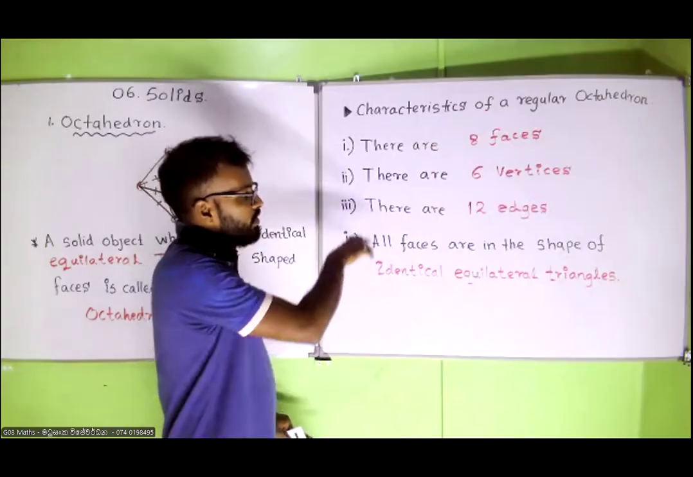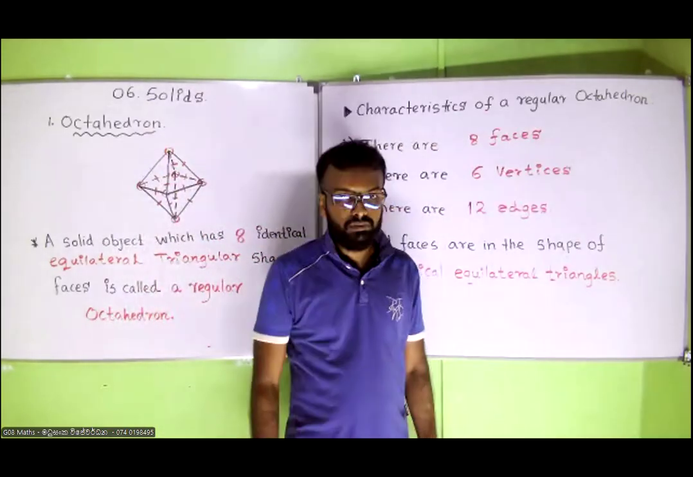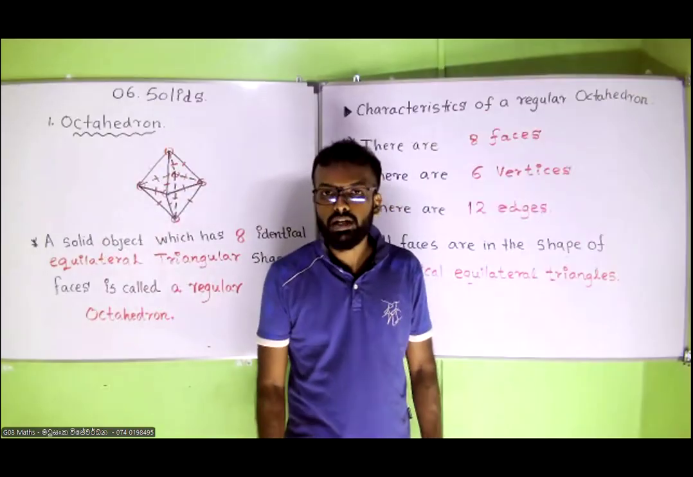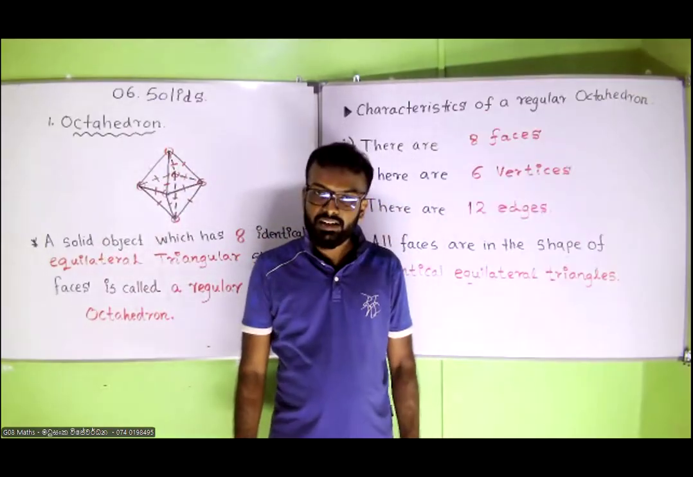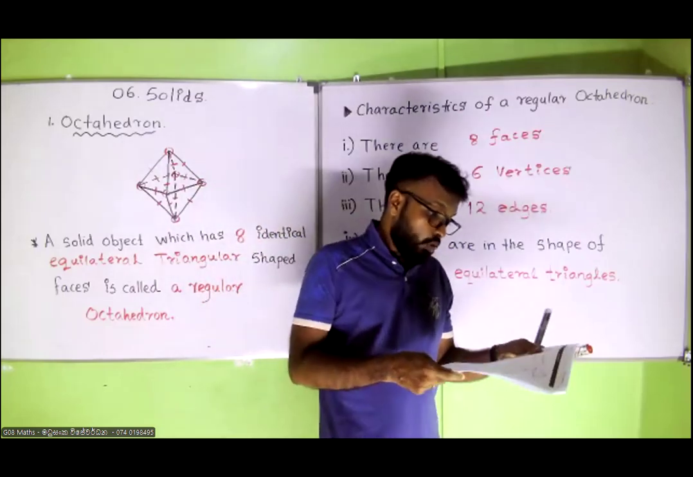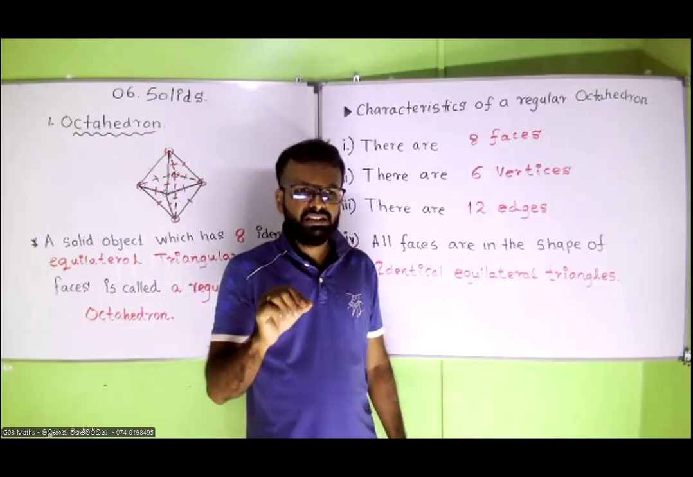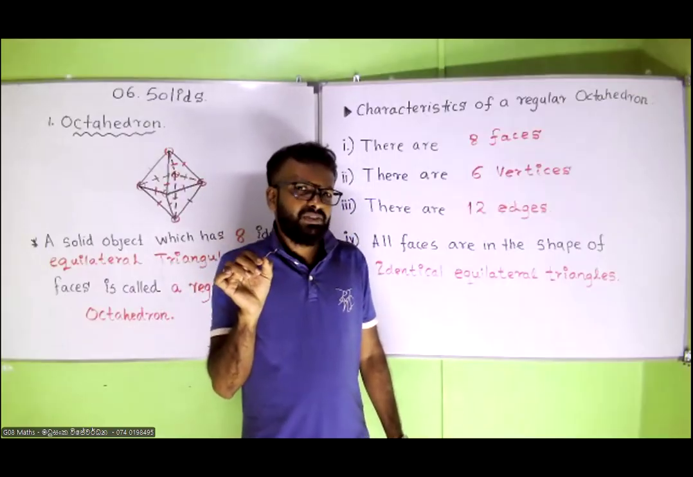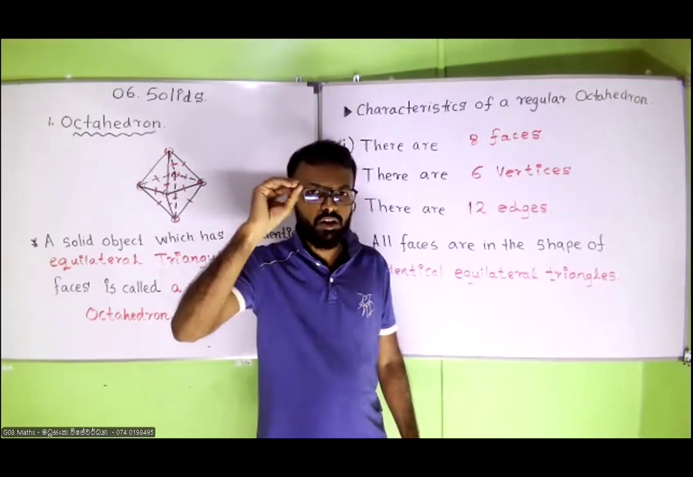If you know these 4, you know what an octahedron is. So that's all for the octahedron. Now we have to draw the net of the octahedron. That is somewhat tricky, but I will let you know it in the easiest way that you can remember.